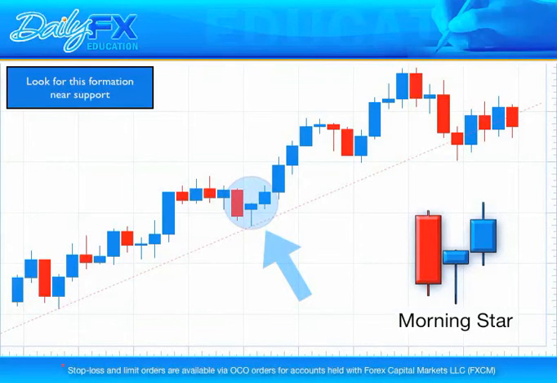With this pattern, watch for rallies after day 3. Entry would be at the open of candle 4 after the formation is completed, with a protective sell stop below the low of the Morningstar.